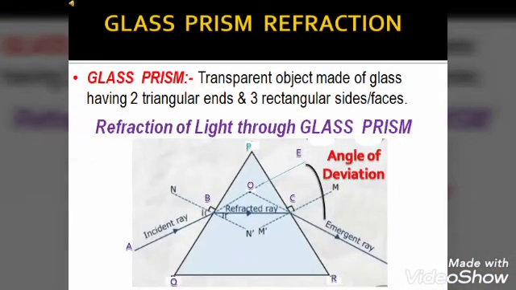First of all, a glass prism is a transparent object that is made up of two triangular ends and three rectangular sides or faces. The angle between its opposite faces is called the angle of prism. The triangular glass prism is usually called the glass prism, and sometimes even just a prism. Now, refraction through the glass prism.